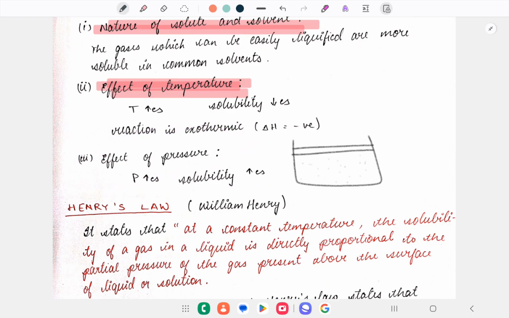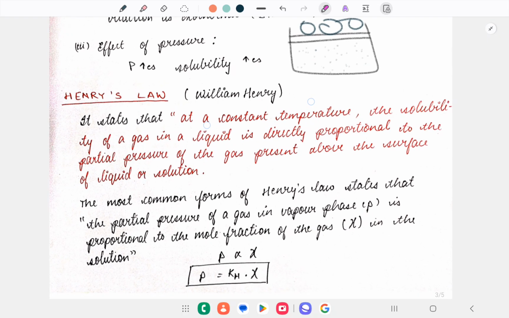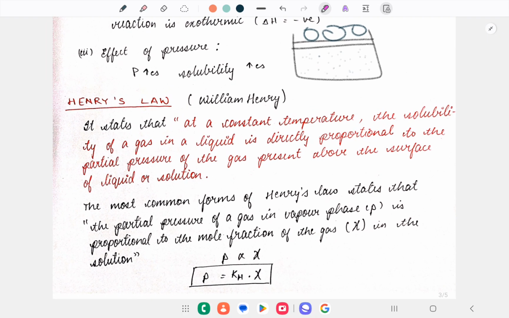Here we can observe that if we place a certain amount of weight on top, then the number of molecules dissolved is this, and if we increase the weight, the number of molecules will keep on increasing. Therefore, if the pressure is increased, then the solubility will also increase. To explain the effect of pressure on the solubility of a gas, Henry came up with a relation, and that led to the formation of Henry's law.